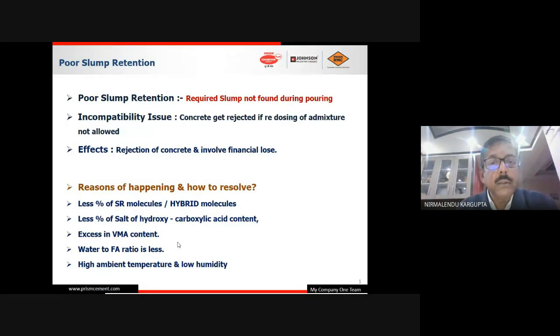Poor slump retention, required slump not found during pouring. Incompatibility issue, concrete gets rejected if redosing of admixture is not allowed. कहीं पे अभी भी redosing admixture allowed नहीं होती है. लेकिन कोड में लिखा है, I will show you in which part it is written and what to be done. Effects: rejection of concrete involves financial loss.